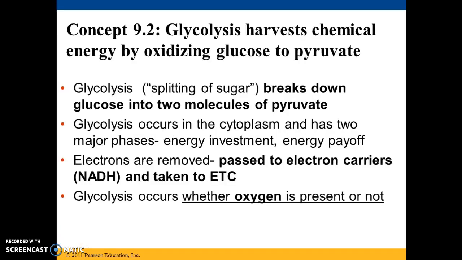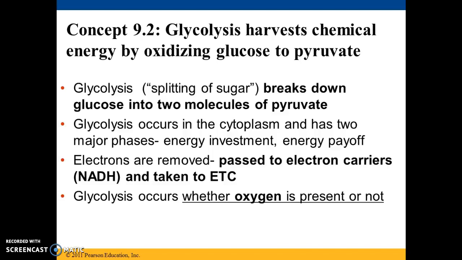The first step of cellular respiration is going to be glycolysis, which literally means the splitting of sugar. This is the process by which glucose will be broken down into 2 molecules of pyruvate, and this does happen out in the cytosol. There are 2 main parts to this. We're going to see energy investment and energy payoff.